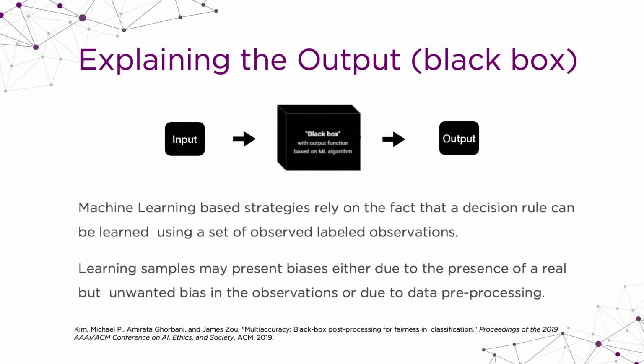And this is important because for some countries, like in Europe, you have to explain to the user why you are actually giving them this decision. So this explainable AI is actually important for those scenarios. If you are interested, this is a very nice paper on black box post-processing fairness.